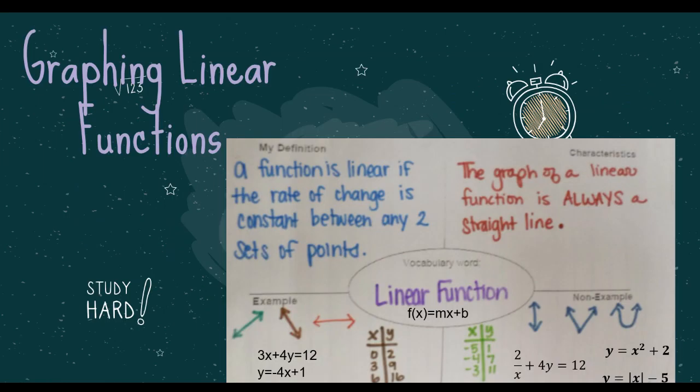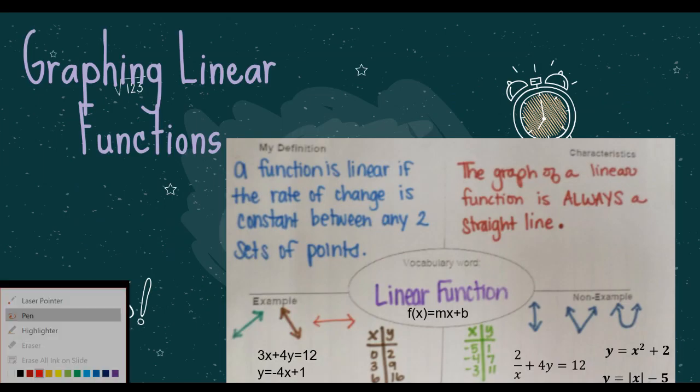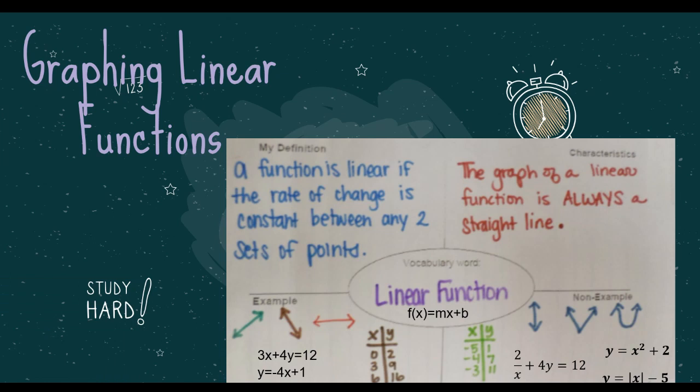Okay, I'd just like you to listen for a minute. This is a bit of review. So we are going to graph linear functions. And so here's a definition. A function is linear if the rate of change is constant between any two sets of points. And what that means, like in these examples here, is that when the rate of change is constant, it produces a line. So you're going to be graphing lines, straight lines.